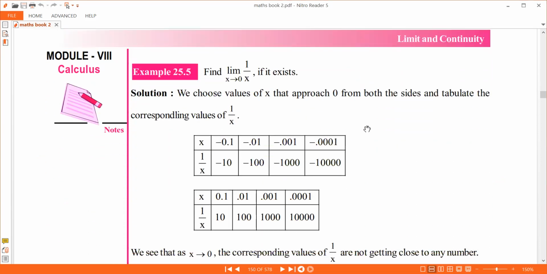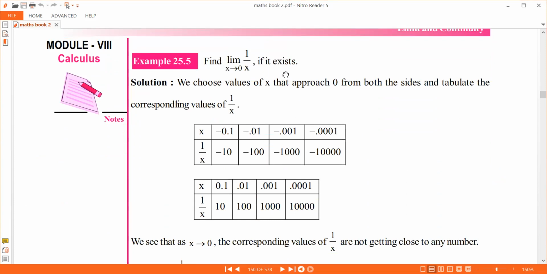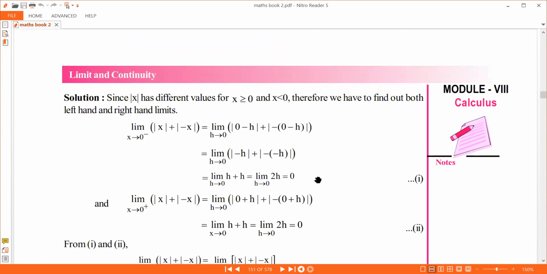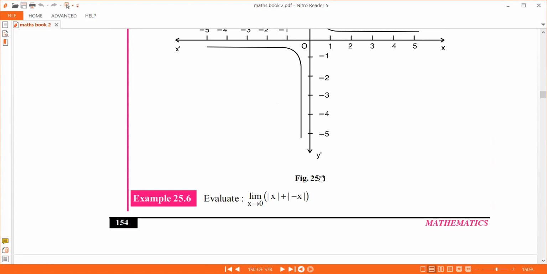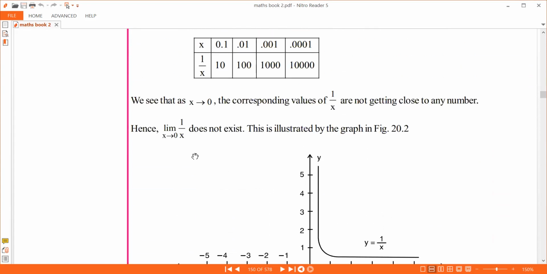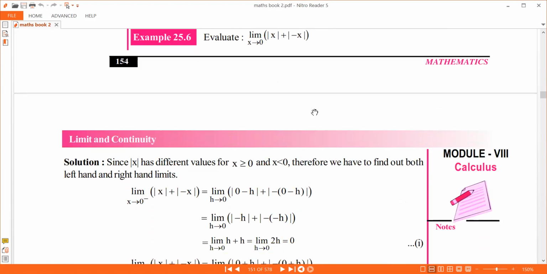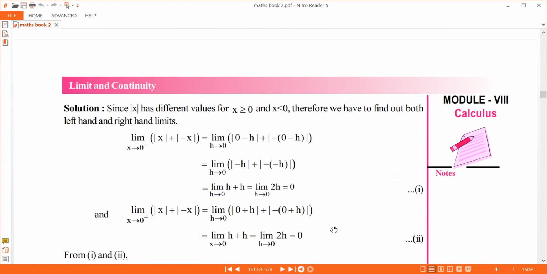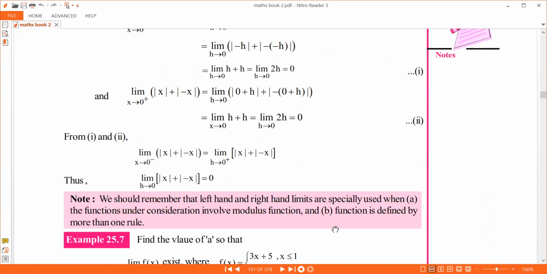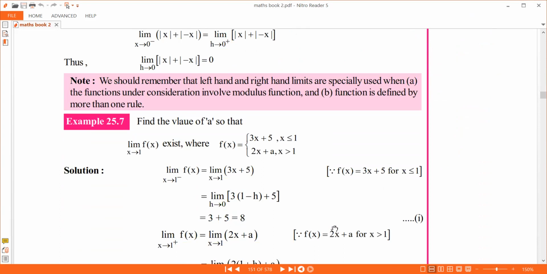The next one. See, limit x tends to 0, 1 by x, if it exists. See, 1 by x, this is defined as infinity. Okay, don't worry about this limit. This limit you need not worry. So 1 by x is the graph that gives a rectangular hyperbola. Don't worry too much about this one. So this is limit x tends to 0, mod x plus minus mod x. This one is anyway that gives you 0. It's not an issue. So that limit exists. Don't worry much about this.